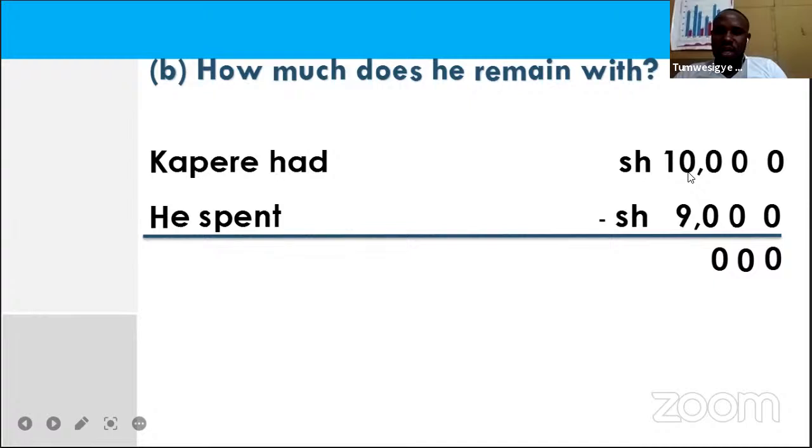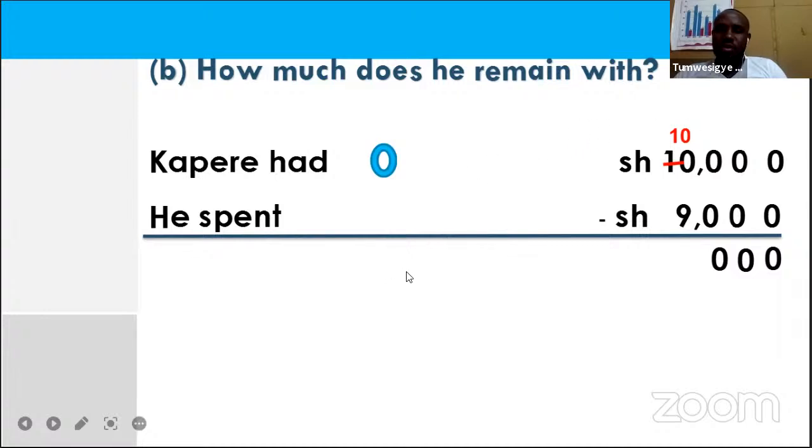Let's go next. 0 minus 9. I've said it's not possible. We shall borrow from here, and we shall cancel this one. And we shall cancel this one here, and we shall borrow and put 1 here. So what shall we remain with? We shall get 10. Now 10 minus 9, what do you get as the answer? The answer is 1.